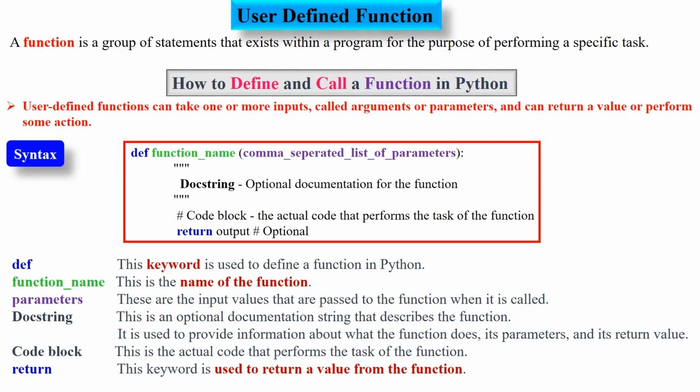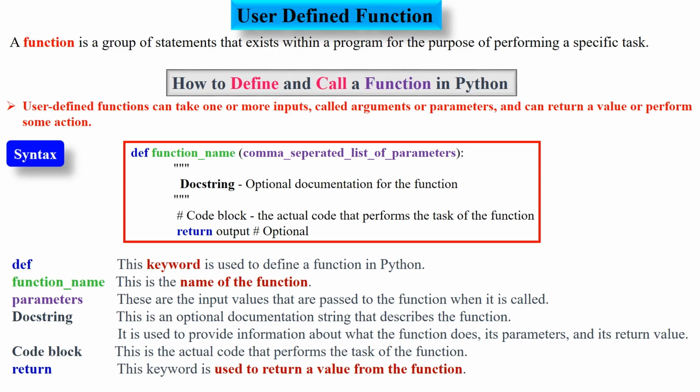def: this keyword is used to define a function in Python. function_name: this is the name of the function. Function names should be descriptive and follow the naming conventions of Python. Parameters: these are the input values that are passed to the function when it is called. Parameters are optional and can be one or more. Docstring: this is an optional documentation string that describes the function. It is used to provide information about what the function does, its parameters, and its return value.